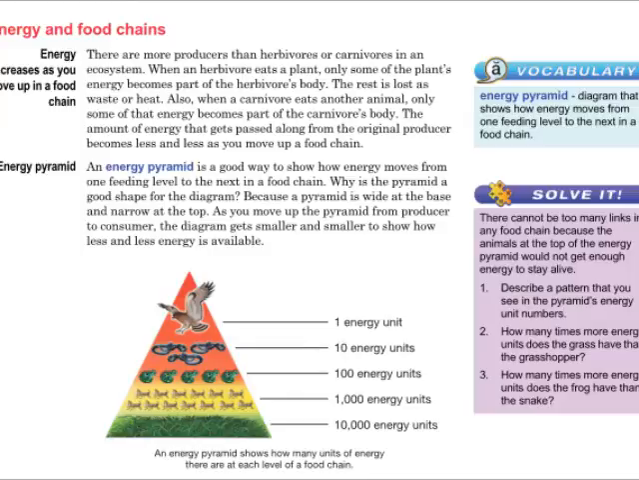Why is the pyramid a good shape for the diagram? Because a pyramid is wide at the base and narrow at the top. As you move up the pyramid, from producer to consumer, the diagram gets smaller and smaller to show how less and less energy is available. In fact, only about 10% of the energy is passed up the chain at any one level.